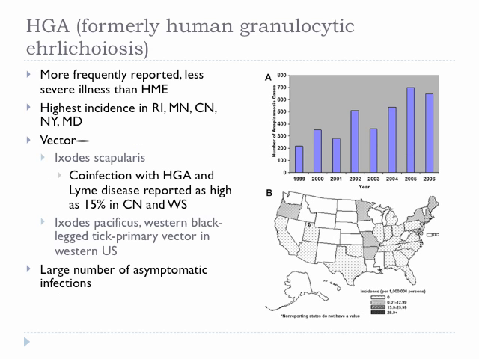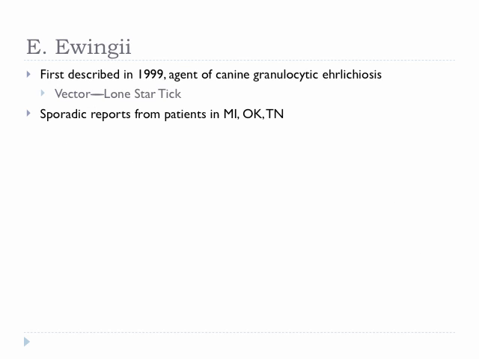Anaplasmosis is more frequently reported, but less severe illness. It's endemic wherever the Ixodes scapularis tick is endemic, so it basically affects wherever Lyme disease affects. And as with ehrlichiosis, many infections are asymptomatic. Ehrlichia ewingii has only had 4 reported cases, and these have been from the following states here.